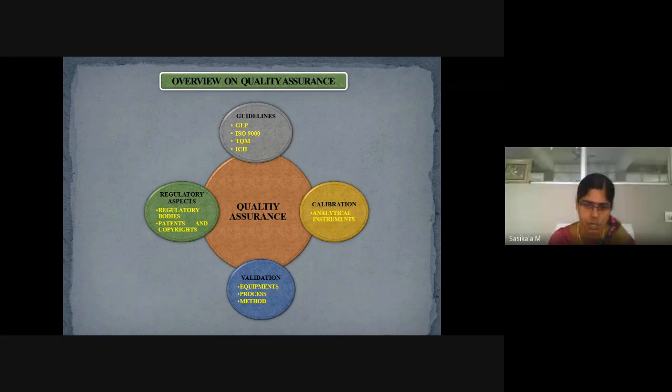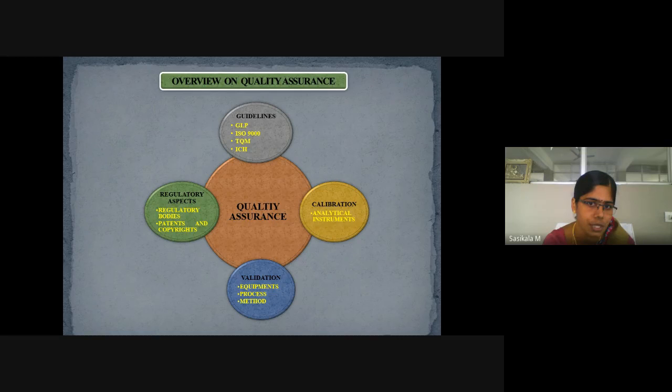There are 4 categories as per your syllabus. First one is guidelines. These are the organizations who have prescribed standard guidelines for manufacturing and all laboratory practices: good manufacturing practices, good laboratory practices, good clinical practices. All the guidelines are prescribed by different organizations that are going to be learned in quality control, quality assurance procedures: GLP, ISO 9000, TQM, ICH. These 4 guidelines we are going to learn.